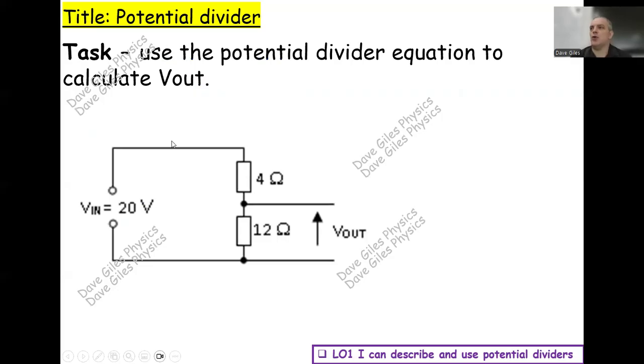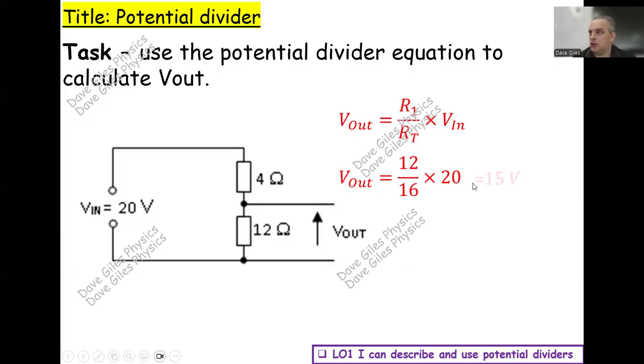So have a go at this question here. You can do it using Ohm's law, where you work out total resistance, total current, etc. But try it with the voltage divider rule I've just shown you. V out equals R1 over RT times V in. So 12 is the value of R1 in this case, over the total resistance of 16, times the supply of 20, or you could say 3/4, which gives you 15 volts.